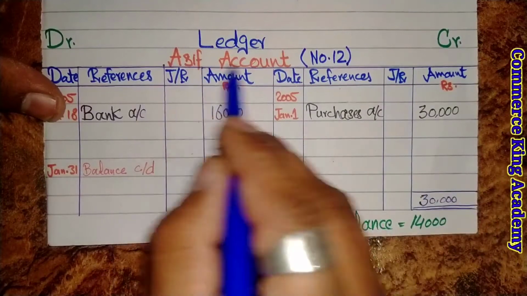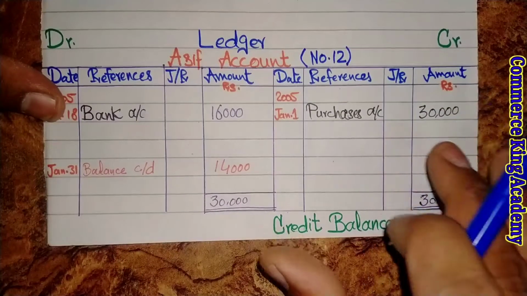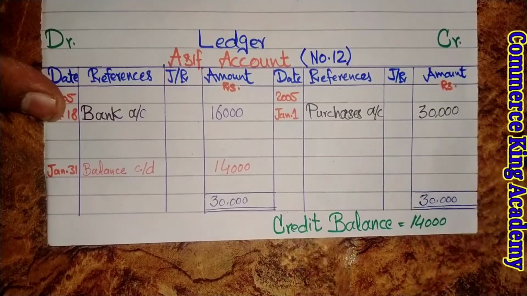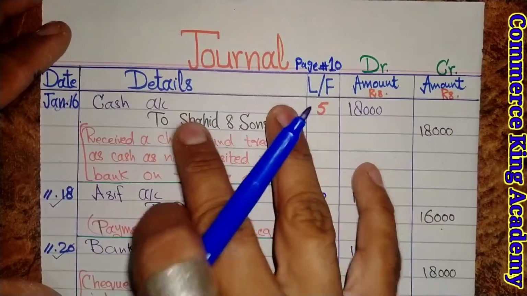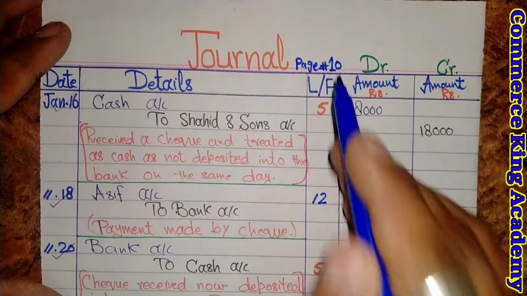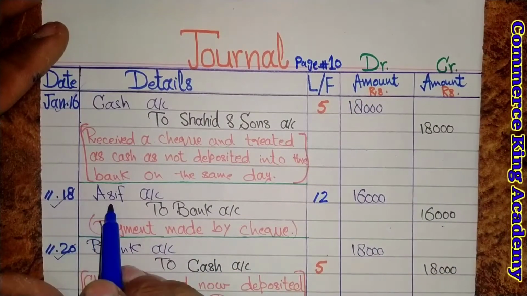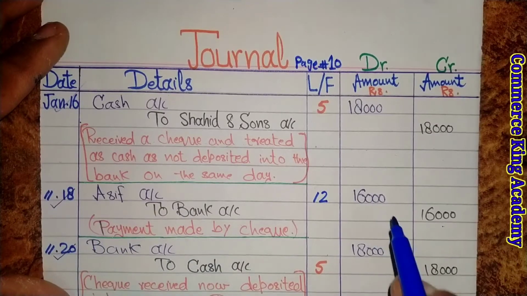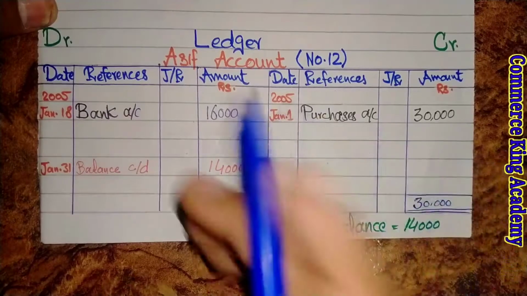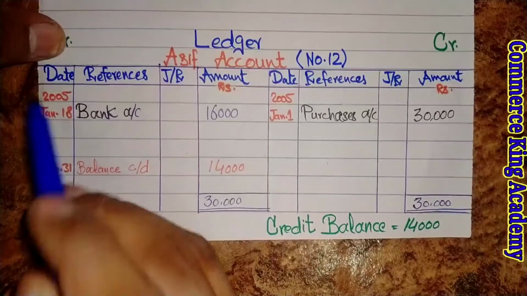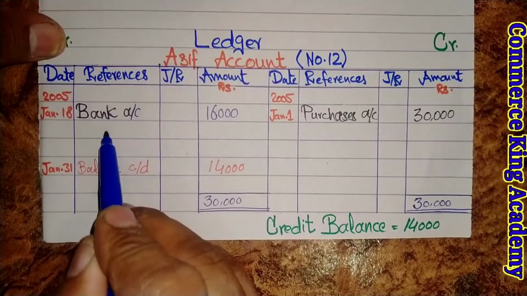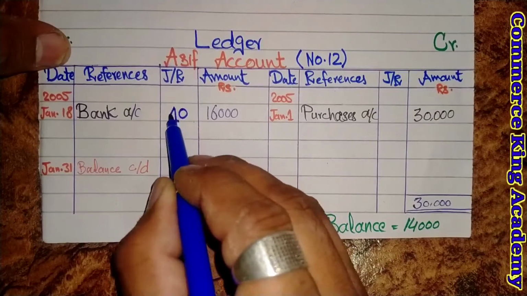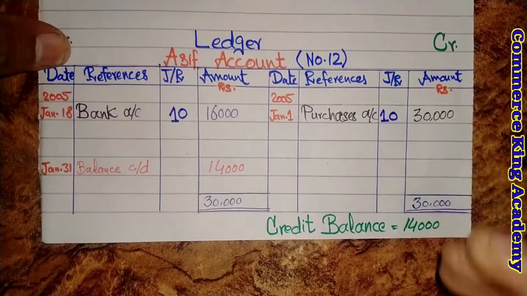The first entry of the ledger account of Mr. Asif has been completed here. Now we will search for another entry with the name of Asif account from the journal. This is the second page of the journal, page number 10. Okay, you can see here, dated Jan 18th, Asif account debit against bank account amounted 16,000 rupees. Okay, this is the ledger account. You can see Jan 18th, Asif account debit against bank account. Okay, bank account journal reference number is 10, or page number 10.